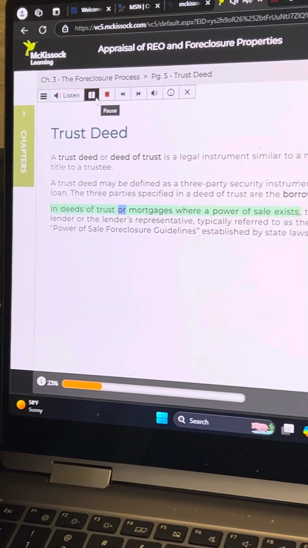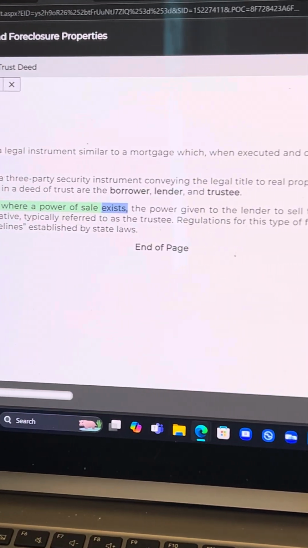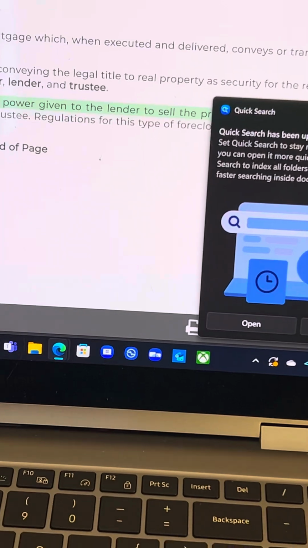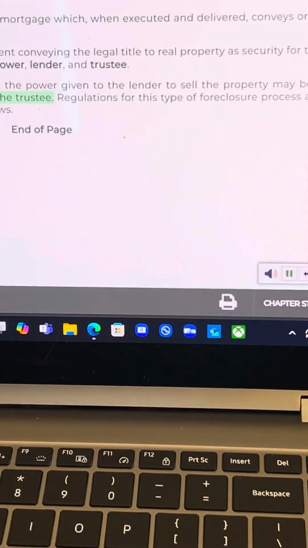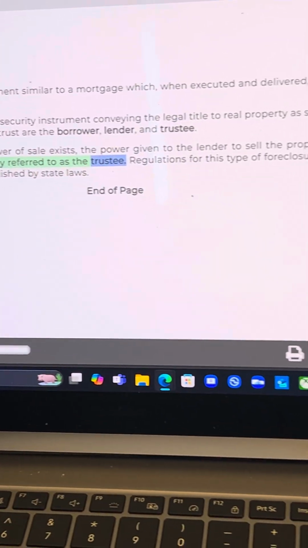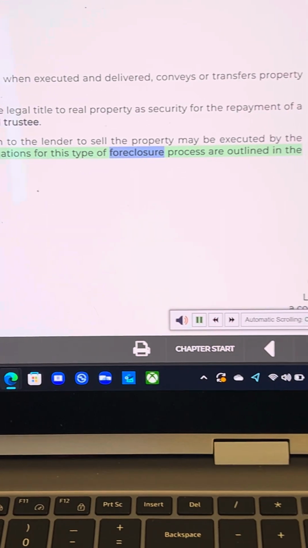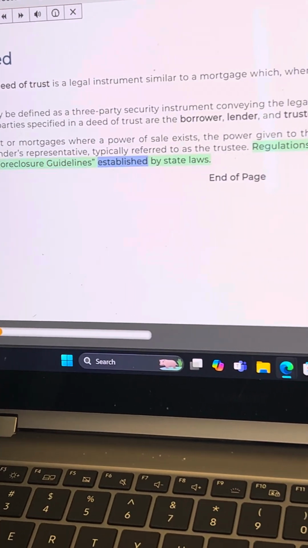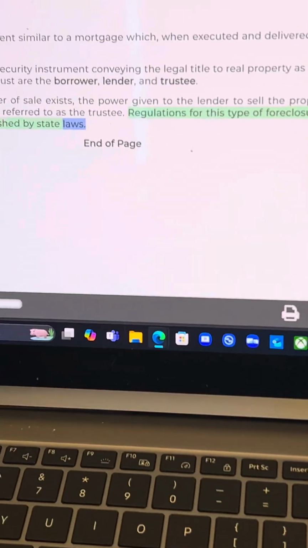In deeds of trust or mortgages where a power of sale exists, the power given to the lender to sell the property may be executed by the lender or the lender's representative, typically referred to as the trustee. Regulations for this type of foreclosure process are outlined in the Power of Sale Foreclosure Guidelines established by state laws. End of page.